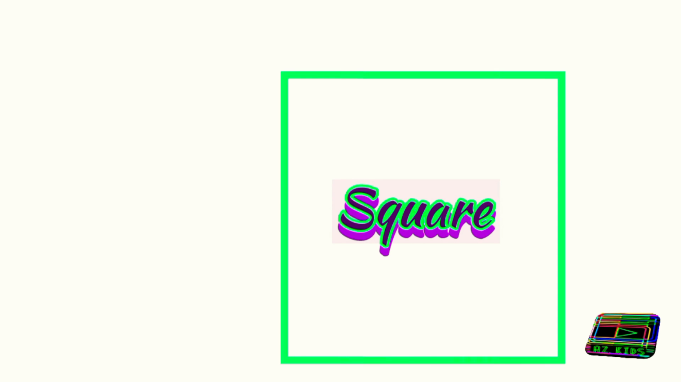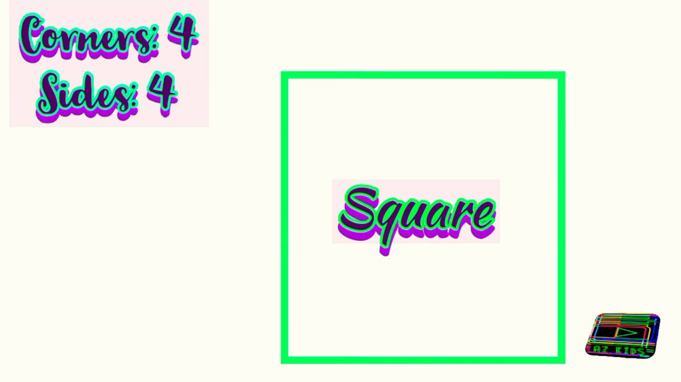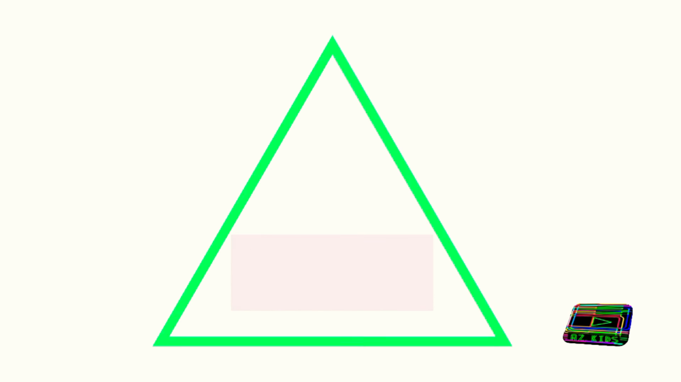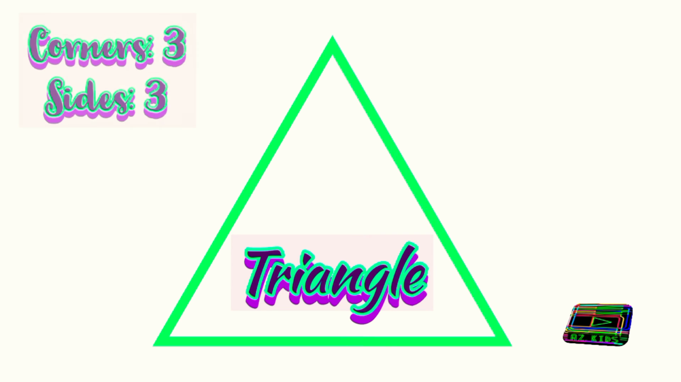This is a square. A square has 4 corners and 4 sides. It is a rectangle. It has 4 corners and 4 sides. This is a triangle. It has 3 corners and 3 sides.